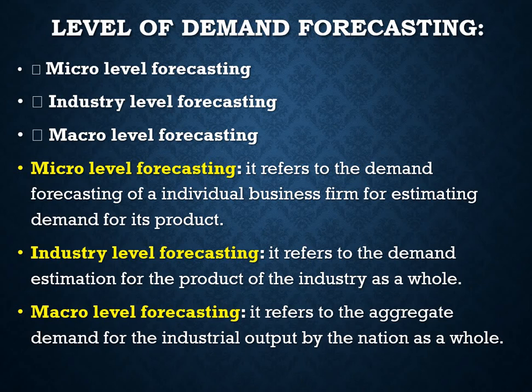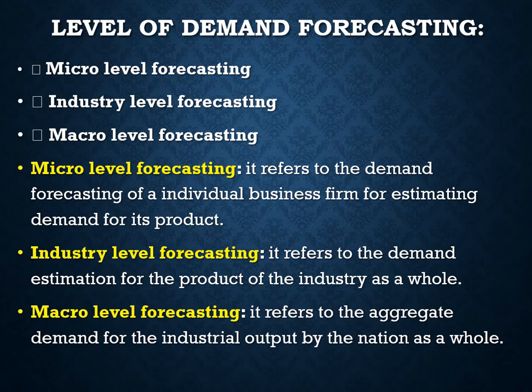Next is the level of demand forecasting. Here we mainly study three levels of demand forecasting. One is micro level forecasting, second is industry level forecasting, and third is macro level forecasting. So the first one, micro level forecasting. What is micro level demand forecasting? It refers to the demand forecasting of an individual business firm for estimating demand for its product.